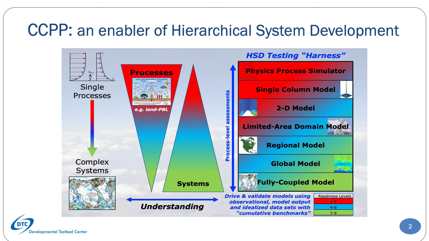A requirement for moving from one hierarchy step to the next includes appropriate metrics and benchmarks of model performance, many at the physical process level, plus the necessary forcing datasets to drive the model. Forcing datasets may be obtained from observational networks and field programs or model output, as well as idealized conditions for stress testing system components across the hierarchy steps.